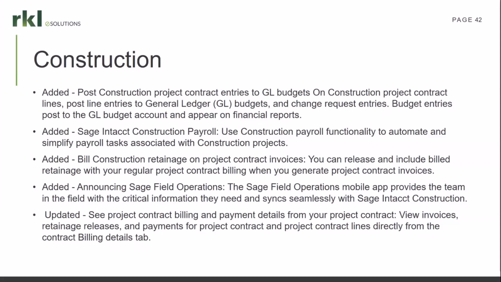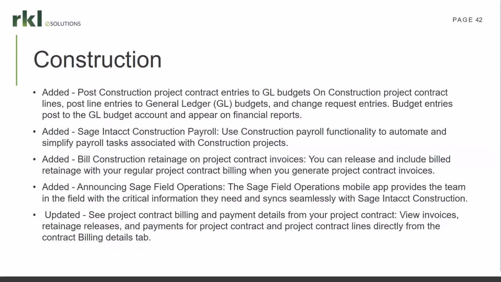They've added construction: post-construction project contract entries to GL budgets on construction projects, contract lines, post line entries to GL ledger budgets, and change request entries. Budget entries post to the GL budget account and appear on the financial reports.